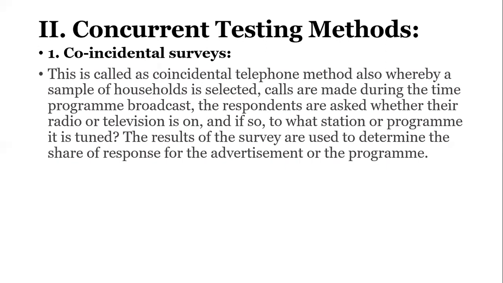So in concurrent testing method, the first one is coincidental survey. This is also called the coincidental telephone method, whereby a sample of households is selected, where it will be called. So calls are made during the time the program is broadcast. The respondents are asked whether their radio or television is on, and if so, to what station or program it is tuned. So the results of the survey are used to determine the share of response for the advertisement or the program which they are looking at that particular time.